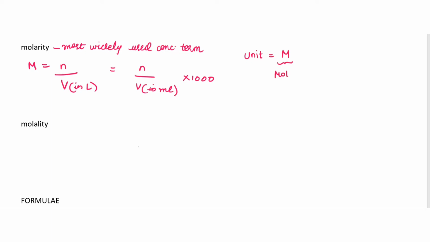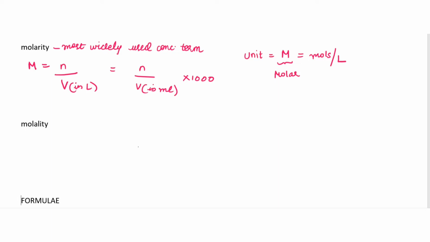Molarity is the most widely used concentration term, and molarity is defined as the number of moles of solute by the total volume of solution in liters. So if volume is present in ml, we simply have to multiply by 1000 because we have to convert it into the SI unit. The unit of molarity is denoted by capital M, which is molar, and 1 molar is nothing but 1 mole by 1 liter. So molar is nothing but moles per liter.